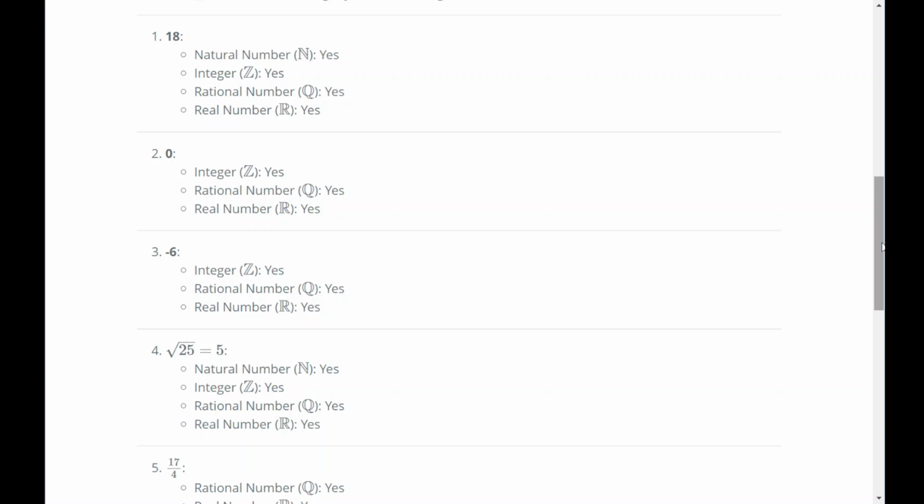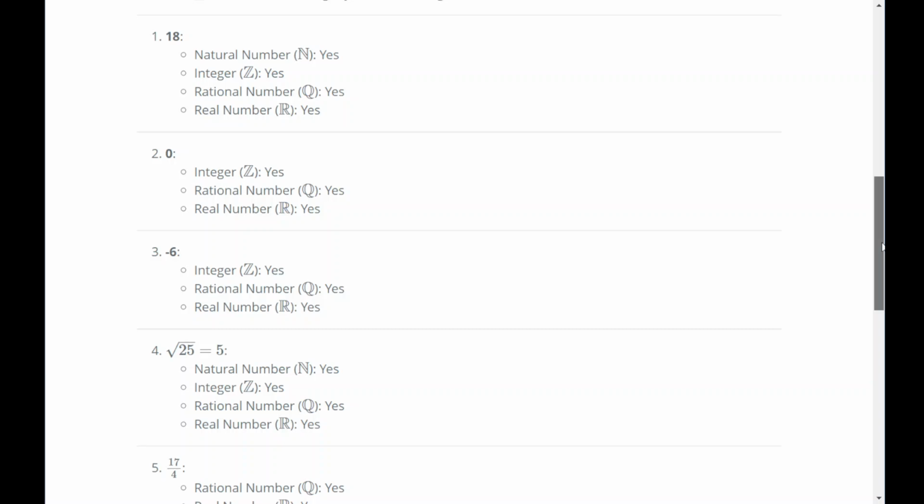Now, the square root of 25. Well, the square root of 25 is 5, and that is an integer and a natural number. So we're going for yes for natural number, yes for integer, yes for rational number, and yes for a real number the whole way through. Okay, so it's the same answer as 18 at the first exercise.